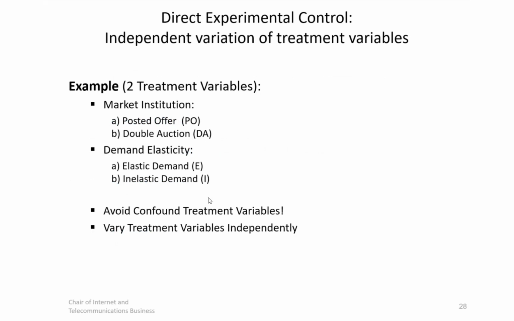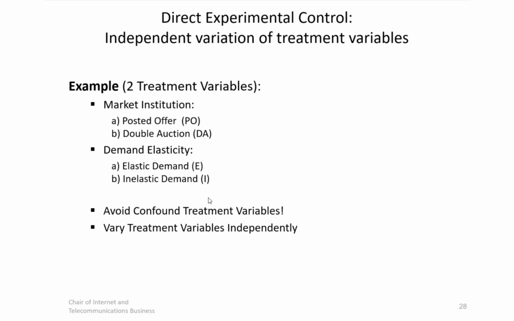How do you set up an experiment with two treatment variables? The two treatment variables that we have are market institutions and demand elasticity. In the market institution, there are two types: one is posted offer, and one is double auction. And in demand elasticity, there are two types as well: either the demand is elastic or inelastic.